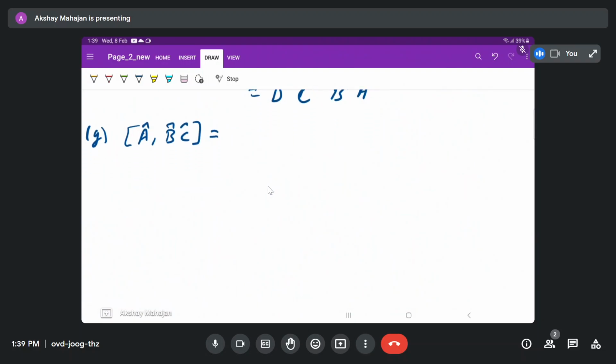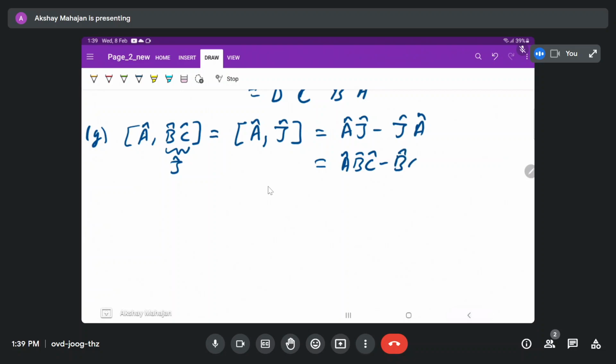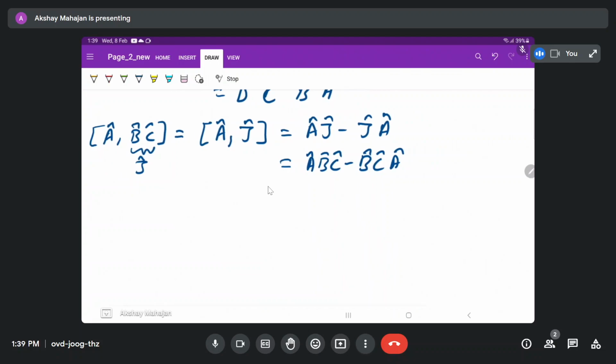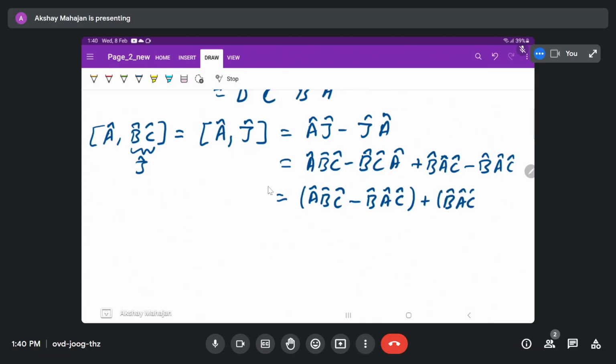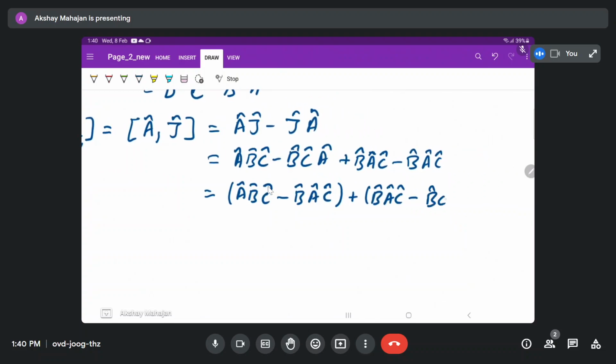Alright. To prove this, we take B C as some operator J, and we have the commutator [A, J]. Now this we know how to open. It is A J minus J A. Again we replace J, so this is written as A B C minus B C A. We need to make some more commutations from here. To do that, we add B A C minus B A C. From here we can take A B C minus B A C, and B A C minus B C A together.